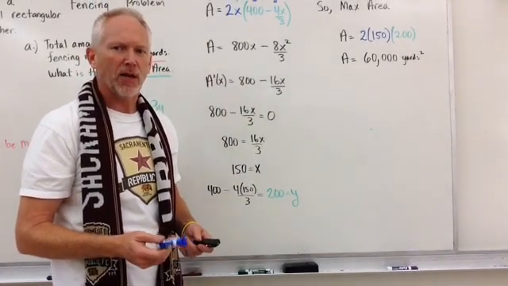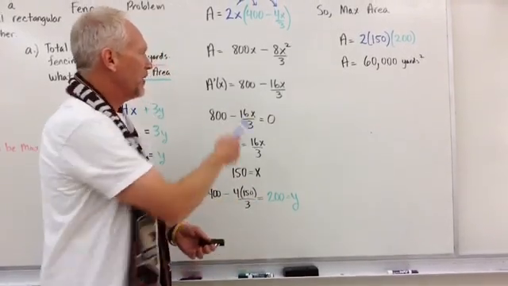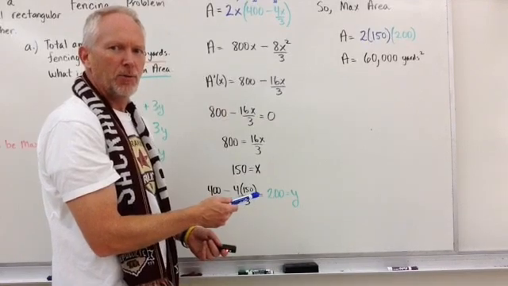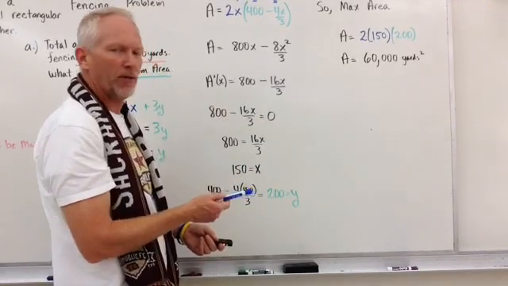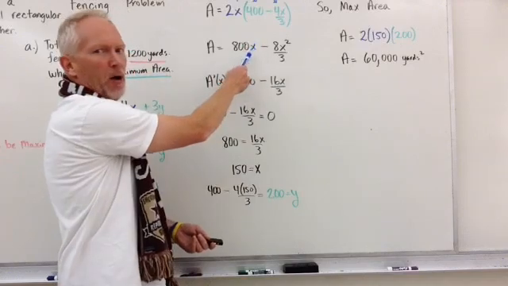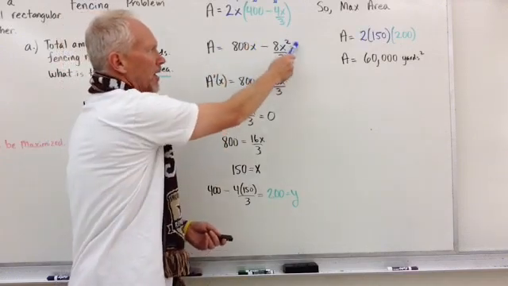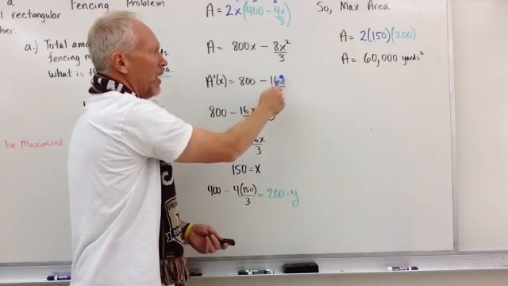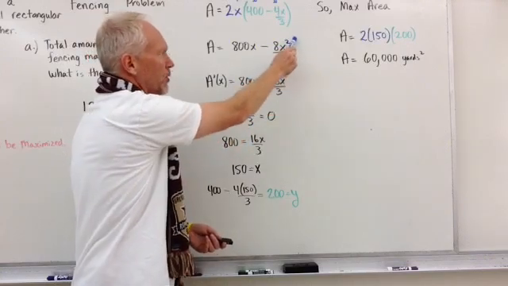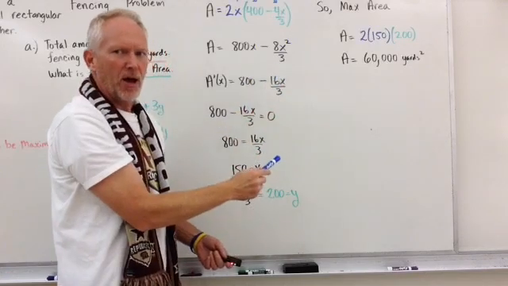Once we take the derivative, again, we're looking for a maximum or minimum. At this point, 800 minus 16x over 3 is our derivative. How did I get that? Well, x has a power of 1. I bring the 1 down. That just leaves me 800. Take this power of 2, bring it down. 2 times 8 is 16. Reduce the power by 1. I get x. And then the 3 stays the same in the denominator.